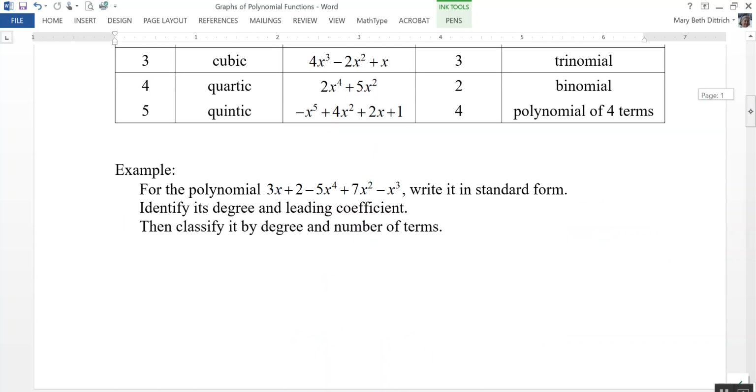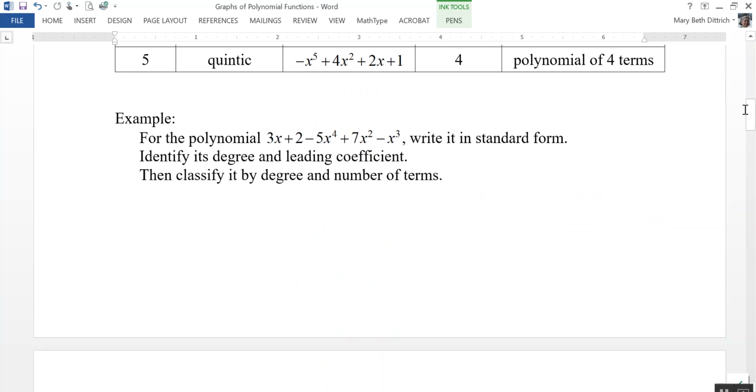So for this polynomial, 3x plus 2 minus 5x to the fourth plus 7x squared minus x cubed, we need to write it in standard form, identify its degree and leading coefficient, and then classify it, give it its name based on its degree and number of terms. So to write it in standard form, we want to rearrange the terms so that the powers are in descending order. My term with the highest degree is negative 5x to the fourth, so that one's going to come first.